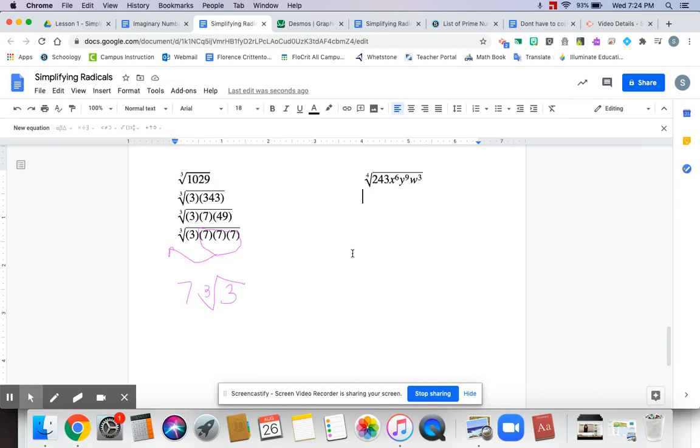What does 243 split into? All right, it splits into 5 threes. 3 times 3 times 3 times 3 times 3. So that's 243. If I were to break up x to the power of 6, what does that mean? How could I rewrite x to the power of 6? So it's x times x, x, x, 6 times. So y to the power of 9 means you have 9 y's being multiplied together.